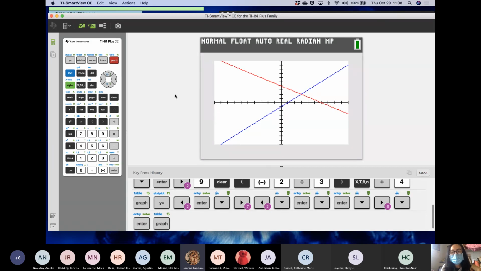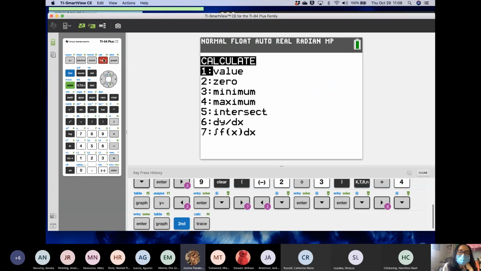So I see where they intersect. Now, can you tell me what you think it is by looking at it? 3, 2. This is what you say. So let's now actually have it calculated. Calculate it. Go to second, trace. What do you think I'm calculating?